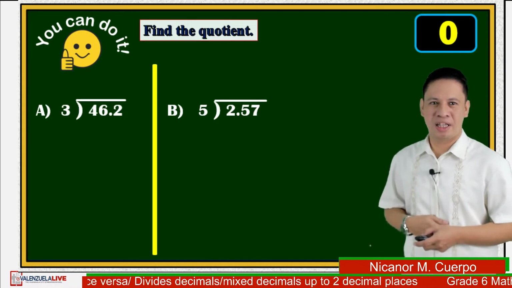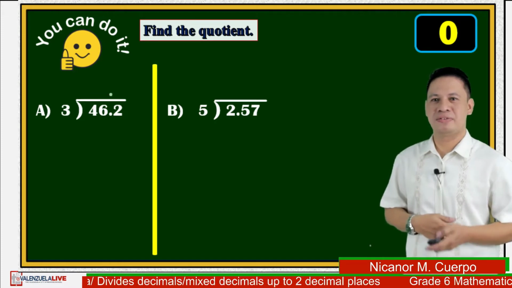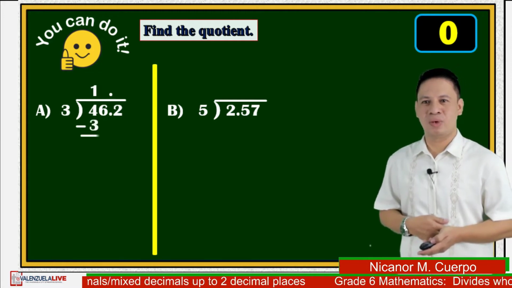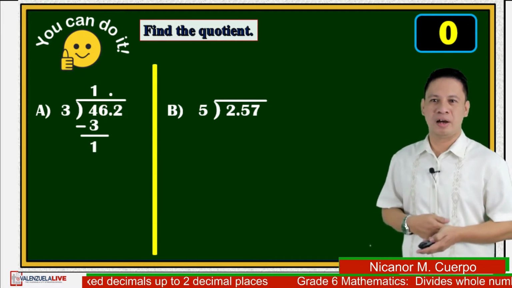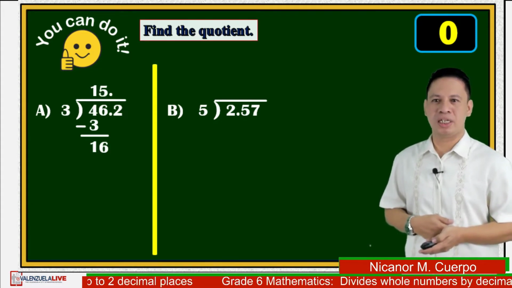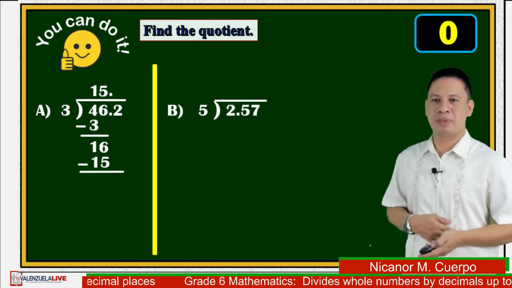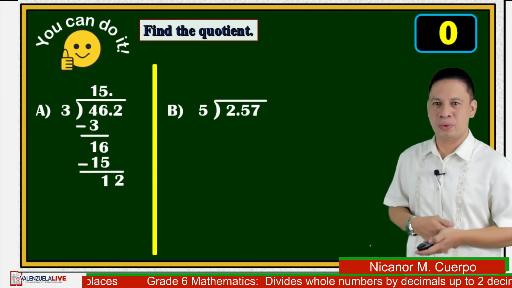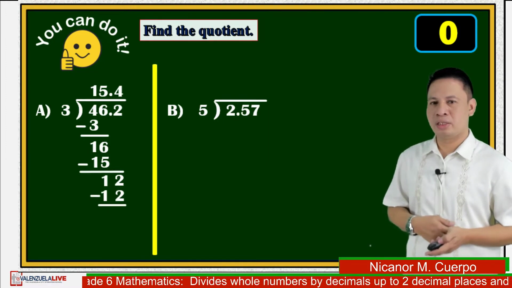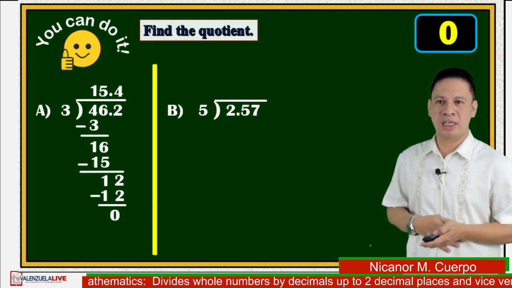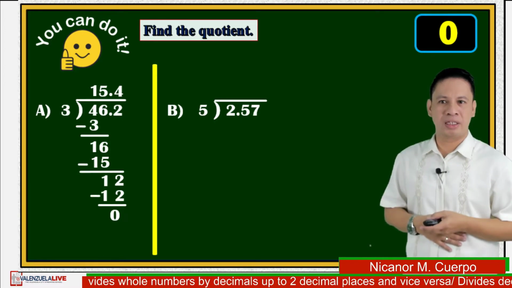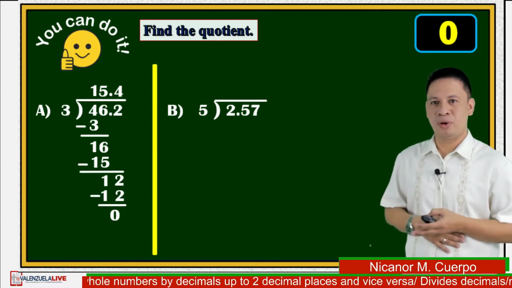Okay, time's up. Let's check your answers. For letter A, 4 divided by 3 equals 1. 1 times 3 equals 3. Then 4 minus 3 equals 1. Bring down 6. 16 divided by 3 equals 5. 5 times 3 equals 15. 16 minus 15 equals 1. Then bring down 2. 12 divided by 3 equals 4. 4 times 3 equals 12. Then 12 minus 12 is 0. So 46 and 2 tenths divided by 3 will give you 15 and 4 tenths.